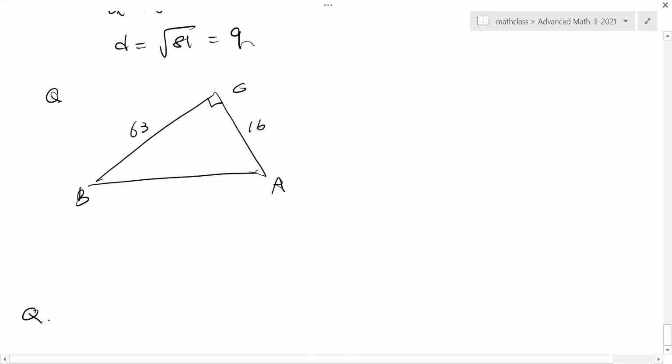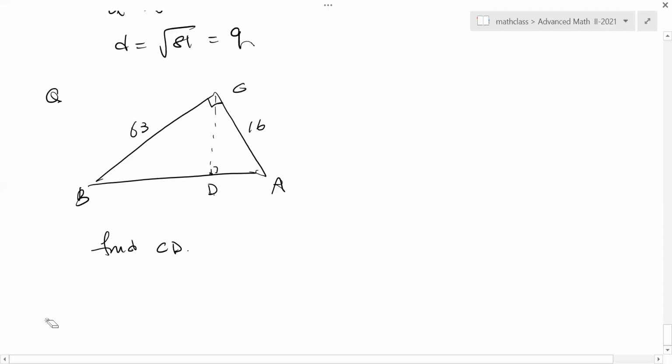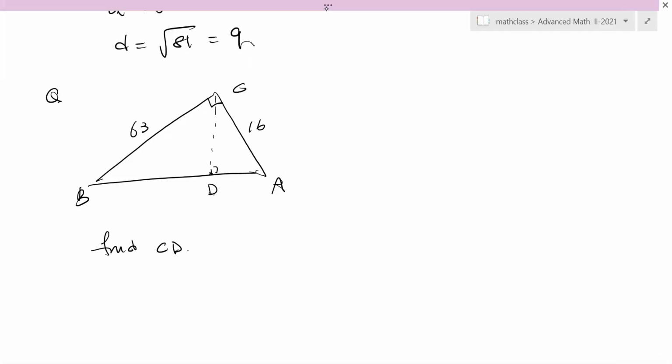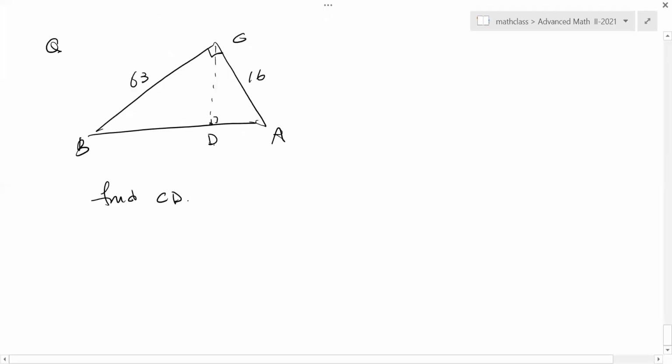You draw the line perpendicular to get the D. So I want to find CD, which is the height of the triangle. Now to solve this problem, there are a couple of ways to do it. If you do not use area, without using area, how can I do that?